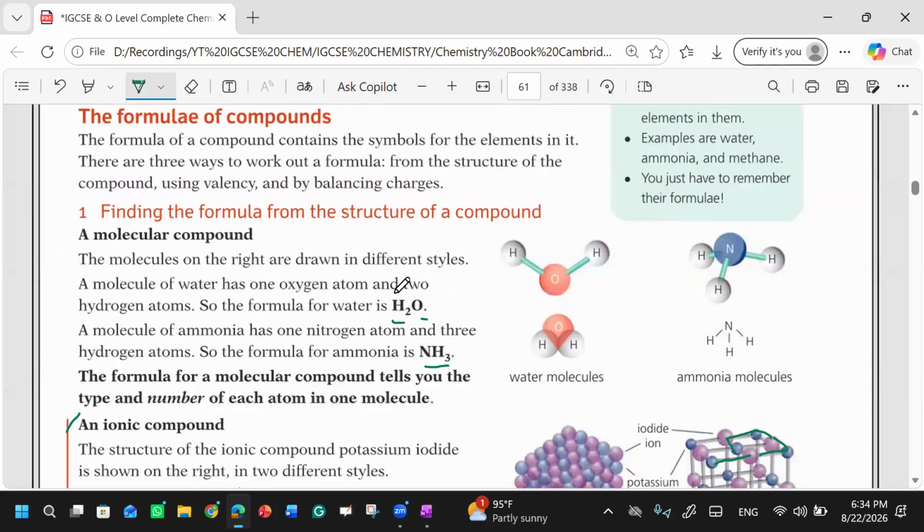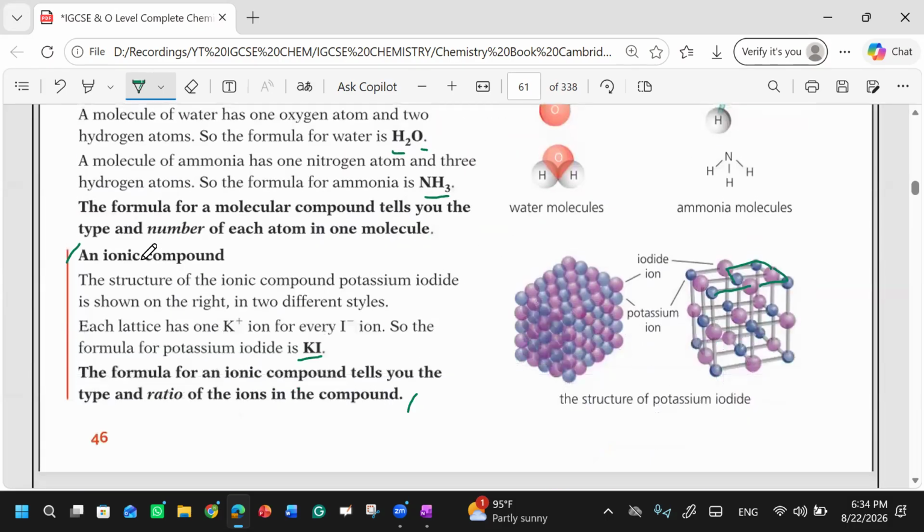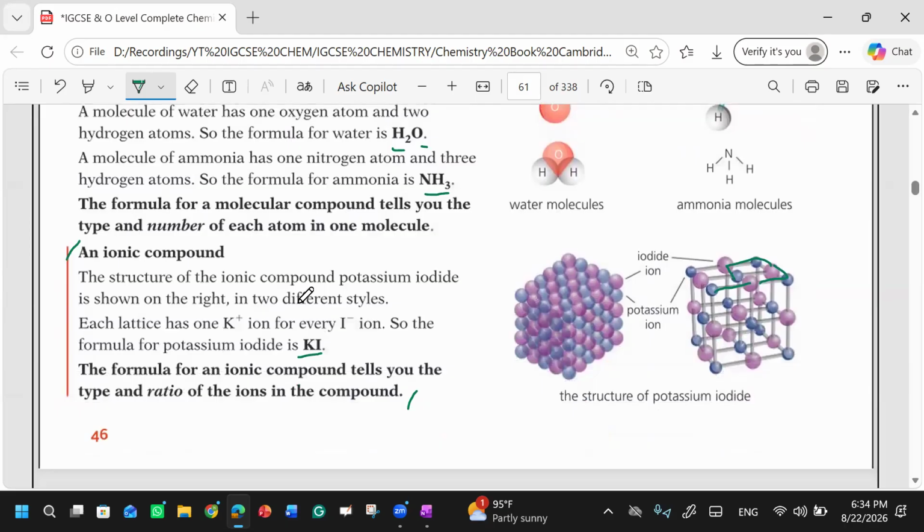Otherwise, in molecular compounds, you have to mention the proper molecule and how many atoms are there. Are you getting this? The difference between a molecular compound and an ionic compound can be asked. If you have any confusion, you can ask.